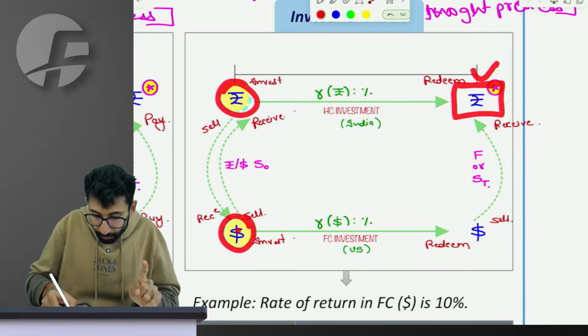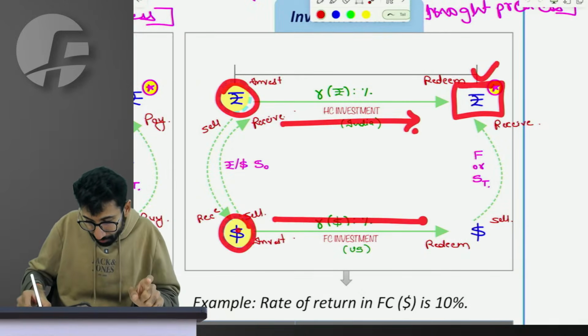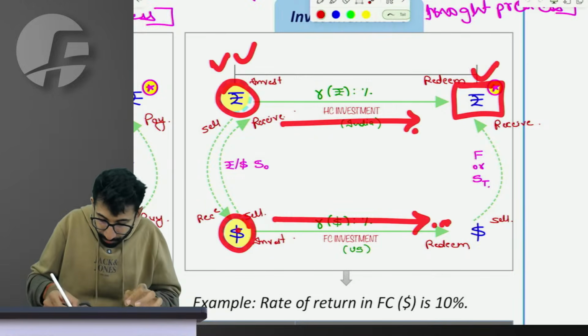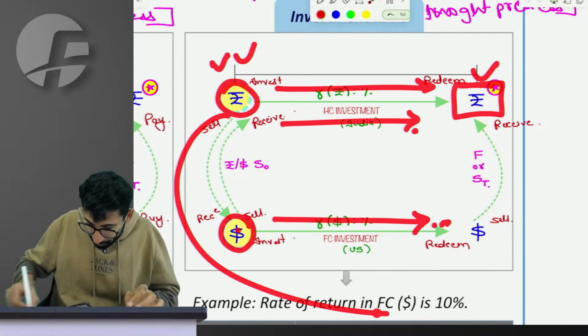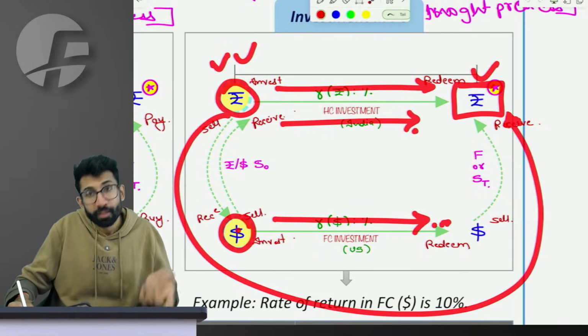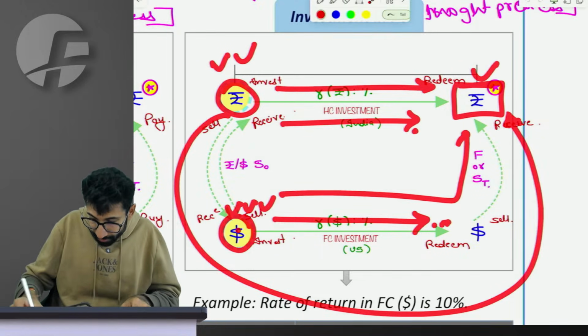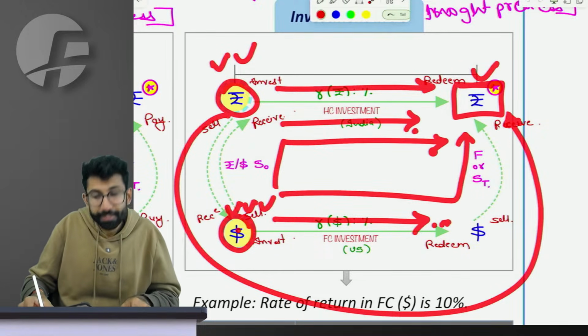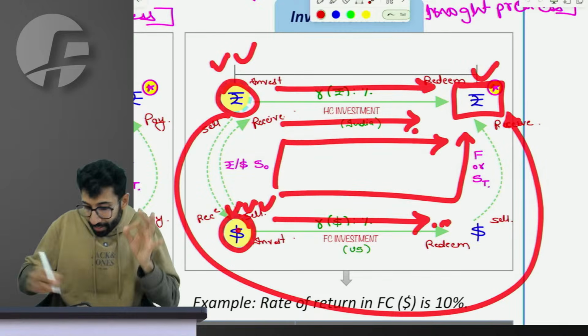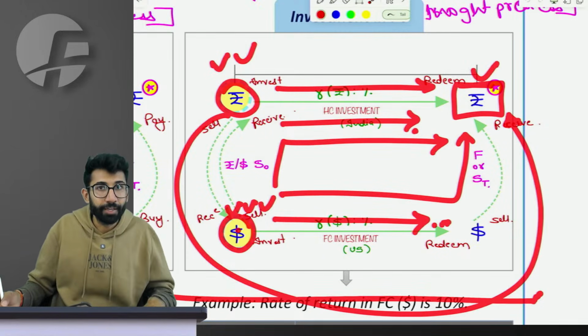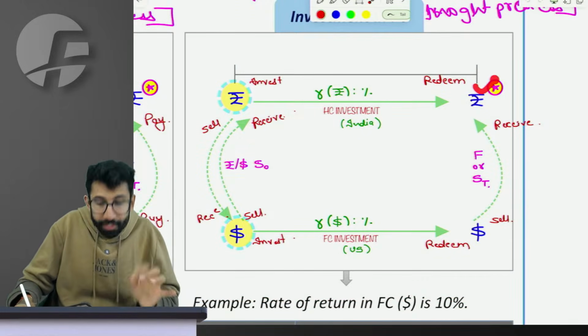There are two ways: one is home currency investment, another is foreign currency investment. If the starting point is this, one option will be this and another option will be this. However, if the starting point is this, one option will be this and another option will be this. That simply is the entire concept. I hope I could explain it to you. The end point has to be this.